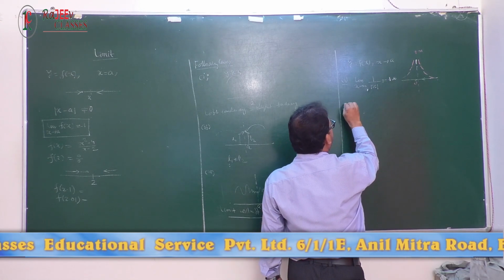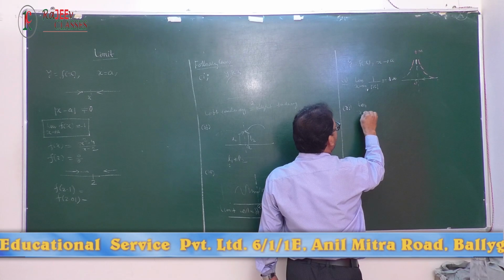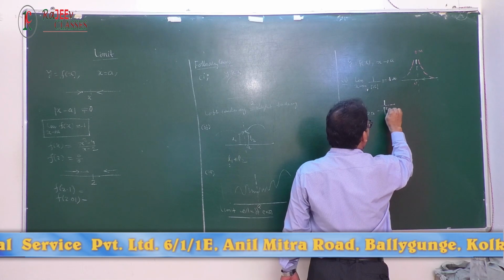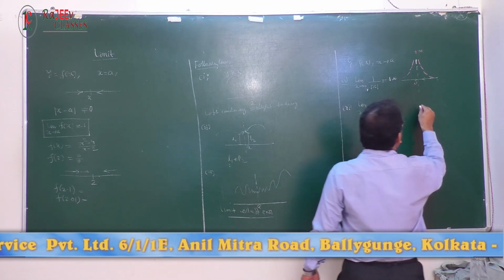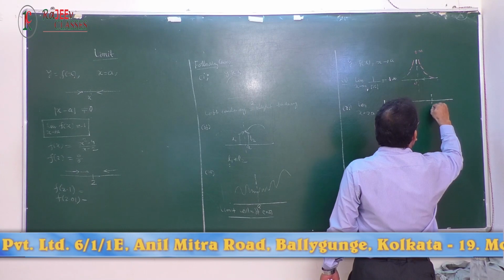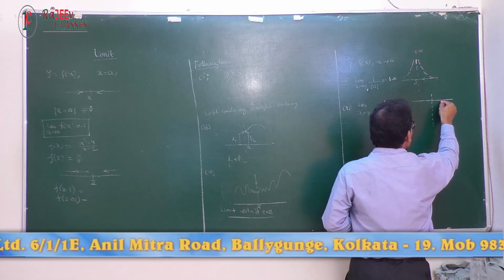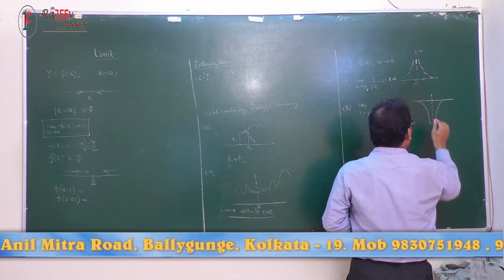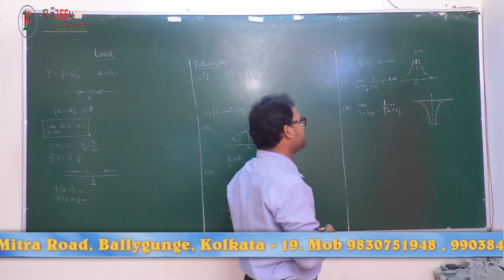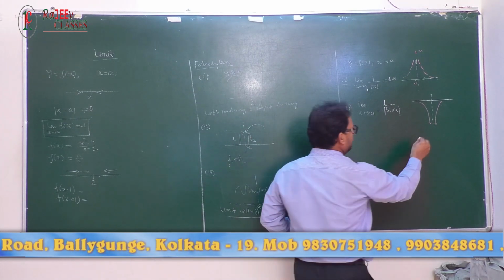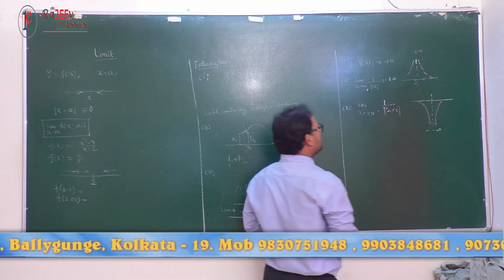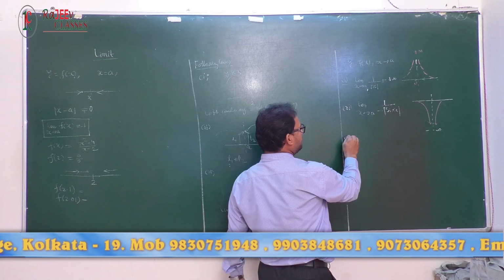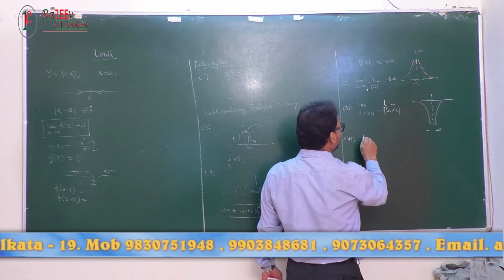Now I am taking another example, limit x tends to 0 of 1 by minus of mod of sine of x. Now this function has a nature like this. That means both the left as well as the right tendency of the function is going to minus infinity. Then we say that this function also has a limit, and the limit value of the function is minus infinity.